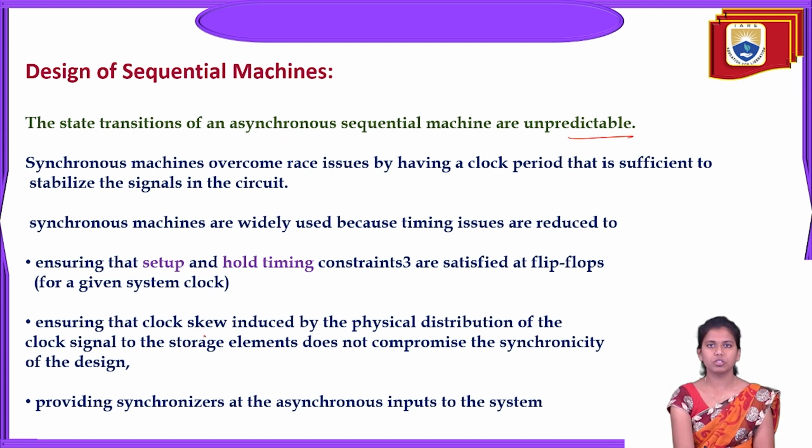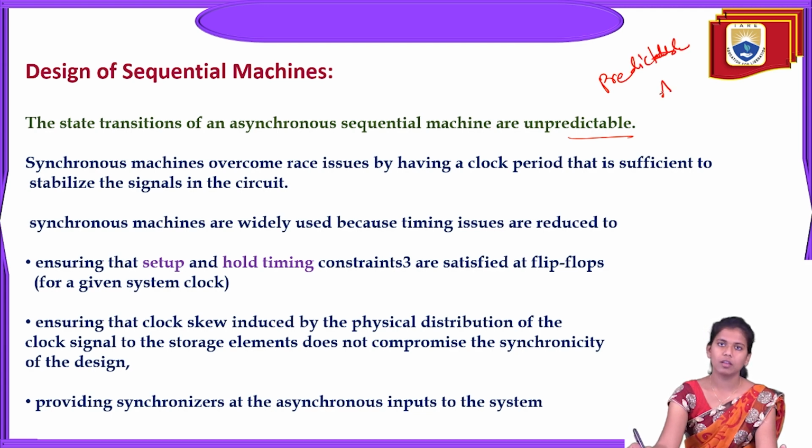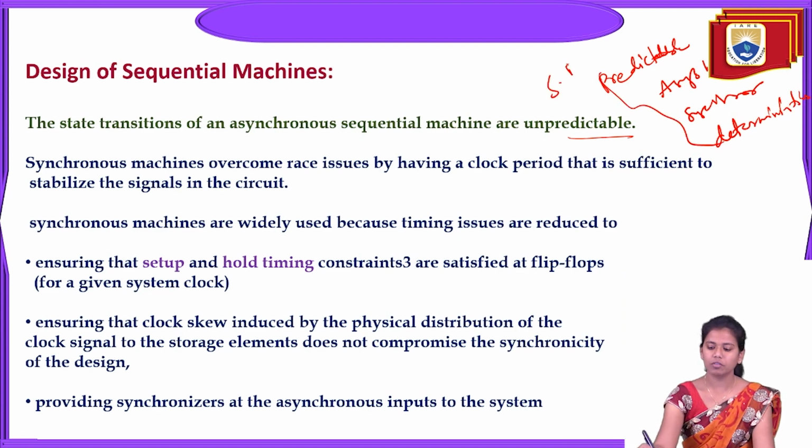So, coming to the sequential machines, as I said, sequential machines can be predictable, asynchronous, synchronous, and they are deterministic. These are the characteristics that we see in sequential machines. So we say that sequential machines can be synchronous, asynchronous, or both.